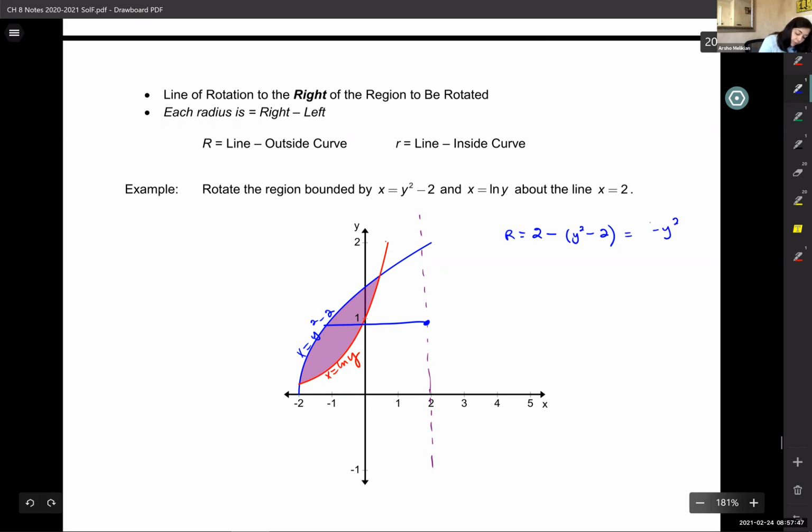4 minus y squared. Little r, axis to closer curve, 2 minus ln of y. So this is A, C, B, D. And it's going to be 4 minus y squared, squared, minus 2 minus ln of y squared.